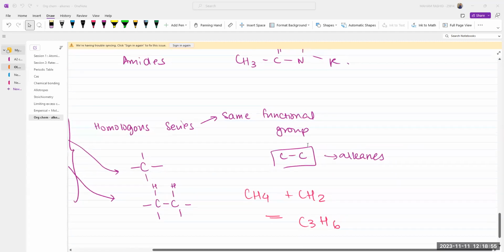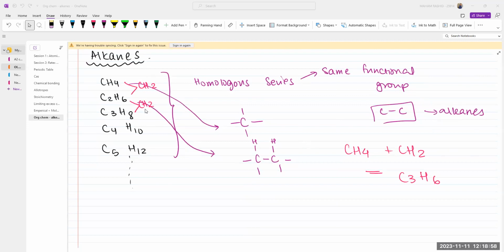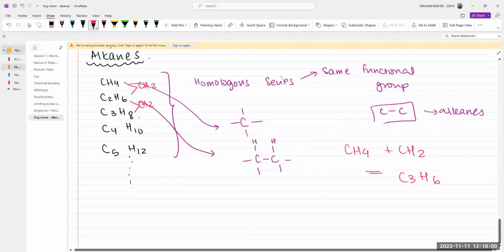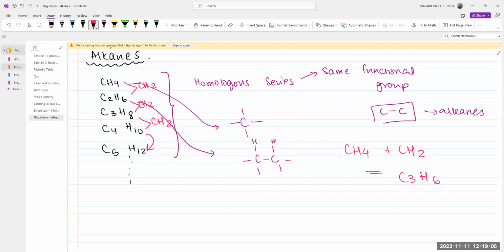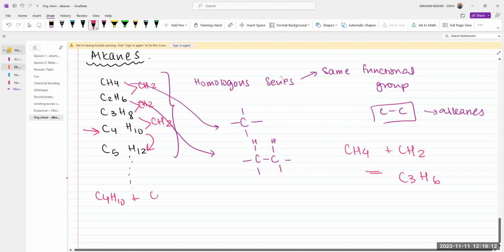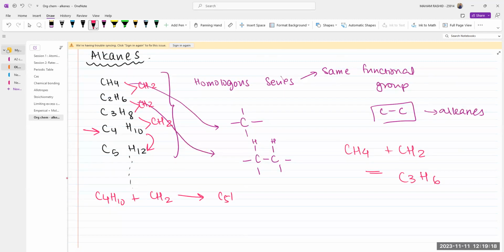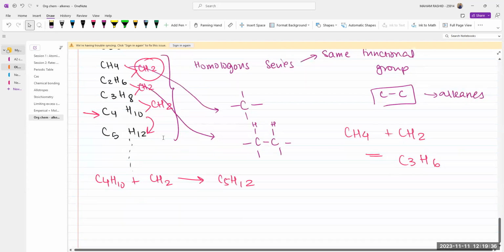Yes, I can. Okay. And if you keep adding a CH3, CH2, CH2, you get the next compound in the series. So if I add a CH2 to C4H10, what do you get? C5H12. Exactly. So what basically is a given fact about a homologous series is that if you keep adding a CH2 unit to the previous compound, you get the next compound. Okay?